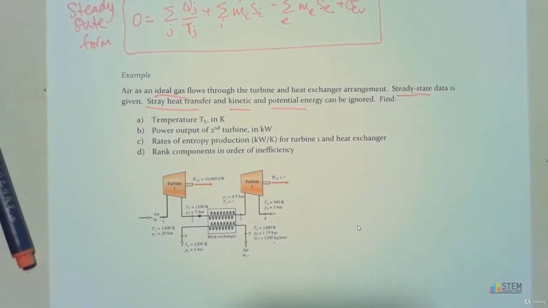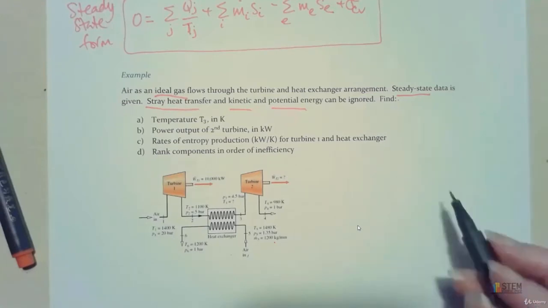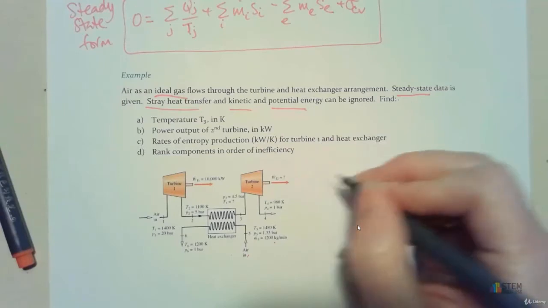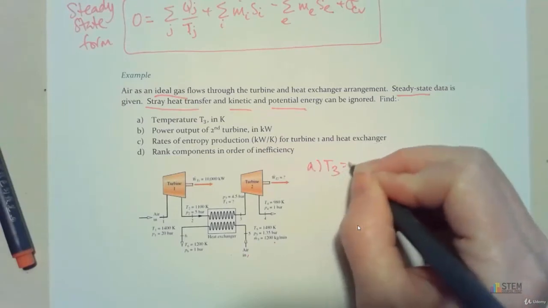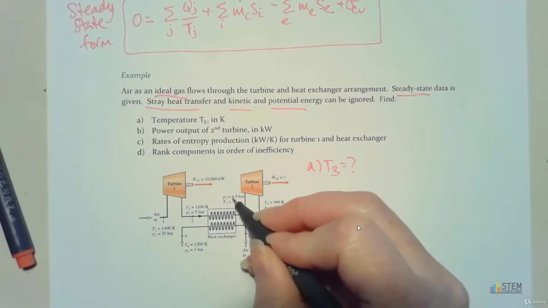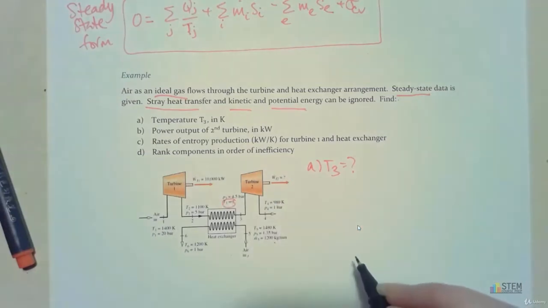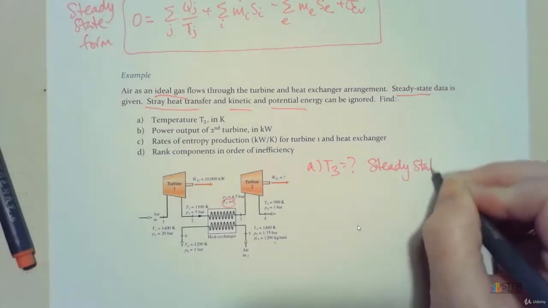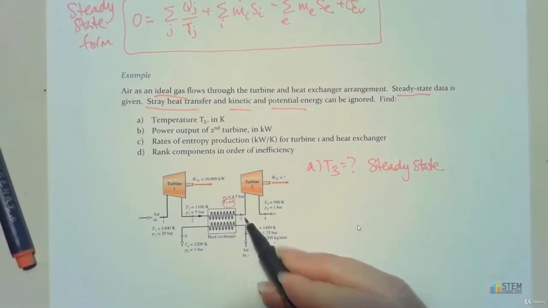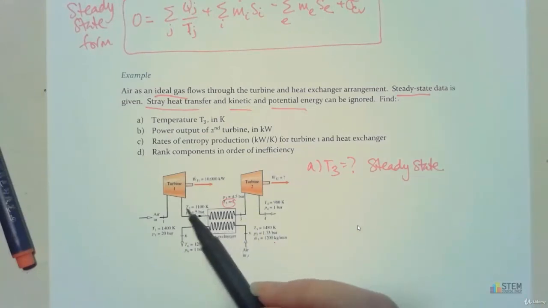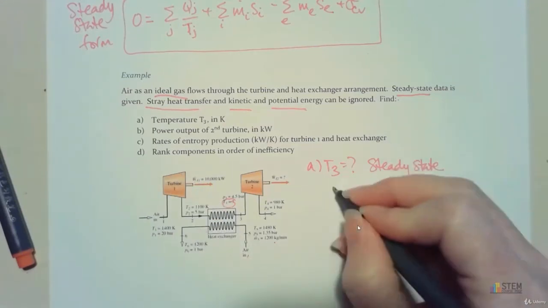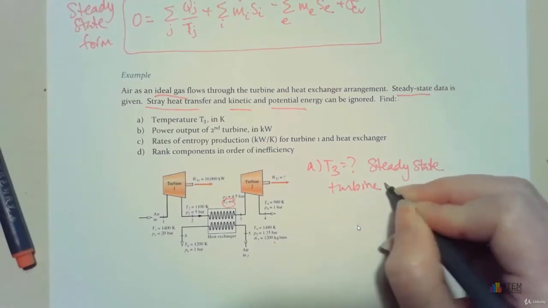Alright, so lots of stuff to keep track of there. Let's go ahead and get started. We're going to start on part A first, which is finding T3. So that is finding this temperature right here. Now remember that this is steady state, and in order to really find out much about this temperature, I'm going to need to know mass flow. So we're going to look at turbine 1 first. So let's do turbine 1.